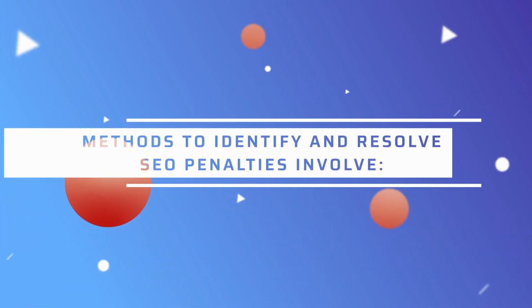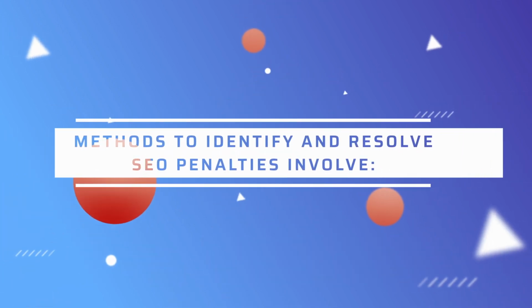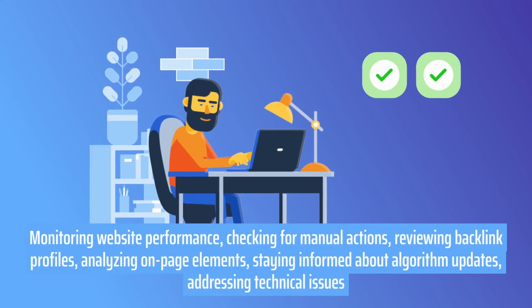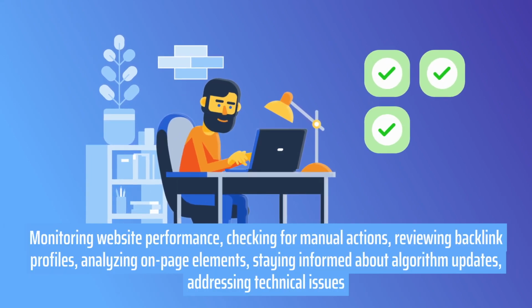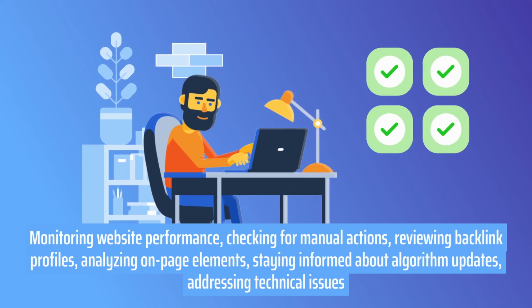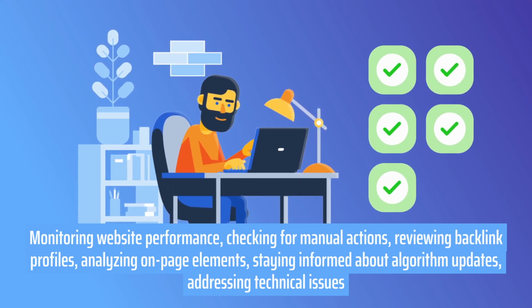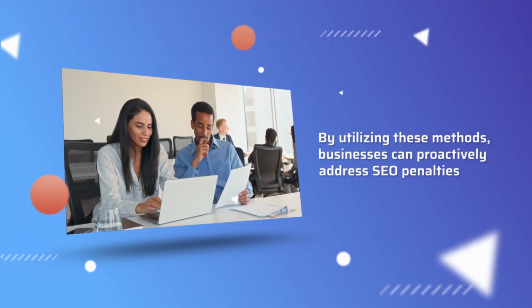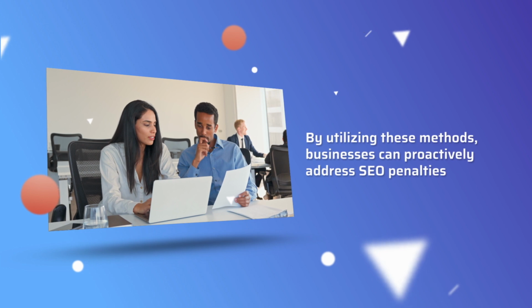So to recap, methods to identify and resolve SEO penalties involve monitoring website performance, checking for manual actions, reviewing backlink profiles, analyzing on-page elements, staying informed about algorithm updates, and addressing technical issues. By utilizing these methods, businesses can proactively address SEO penalties.